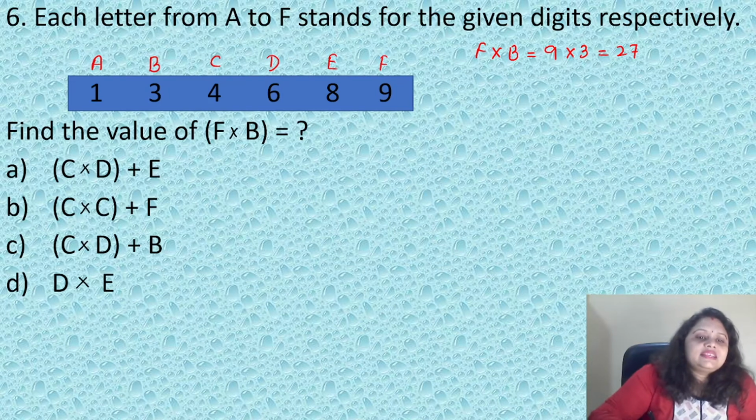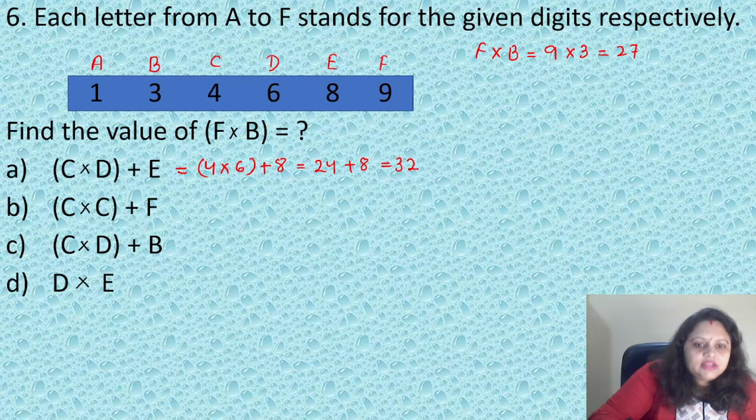Okay. Next, in option A it is given C into D plus E. C is 4 into D is 6, 4 into 6 plus E equal to 8. 4 into 6, that is 24 plus 8 that is equal to 32. Next, C into C plus F. C is 4, 4 into 4 plus F that is 9, that is equal to 16 plus 9, that is equal to 25.